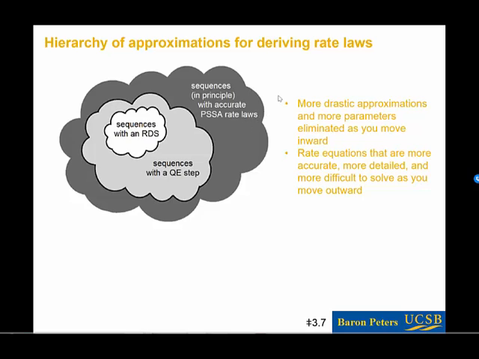So this is sort of most general to less general. Why would we do this? Why would we make these drastic approximations? Well, because this approximation is the one that gets rid of the most parameters in your rate equations, right? As you move towards the center of this diagram, you're getting simpler and simpler rate laws, and those are easier and easier to compare to the experiments. Okay, so I think that is it for this lecture.